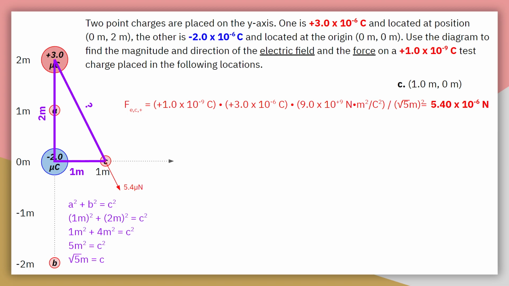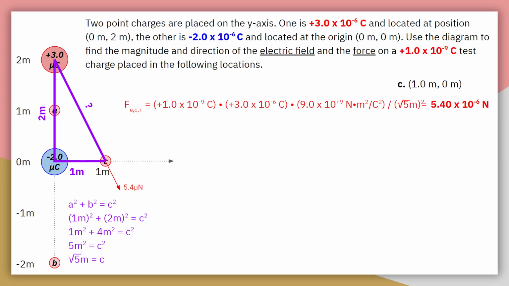So far, for point A and point B, we've only had force vectors fall directly on the y-axis. We can also assume that the attractive force between a test charge at C and the negative point charge will be an attractive force on the x-axis. What that means is we're going to need to break up this electric force acting on a positive test charge at C by the positive point charge into its horizontal and vertical components.